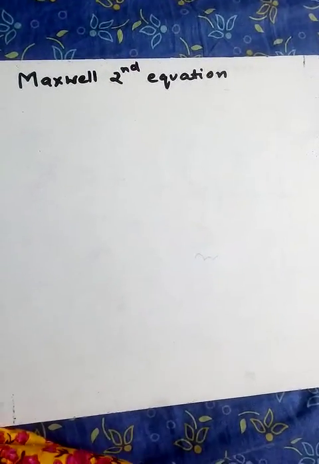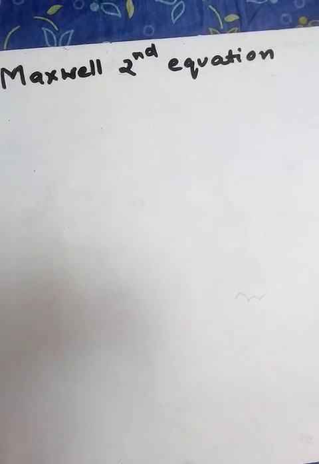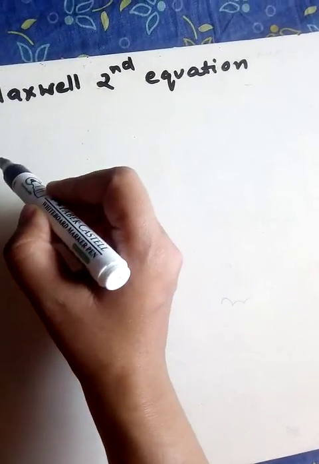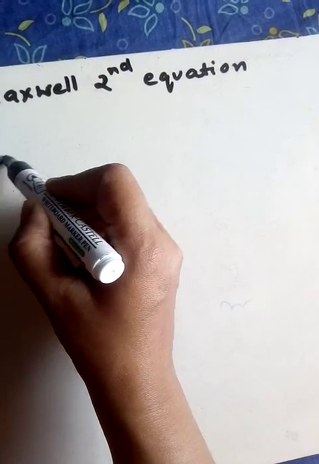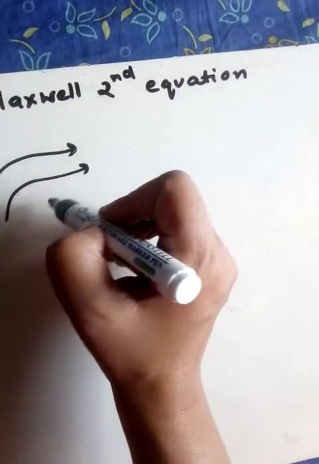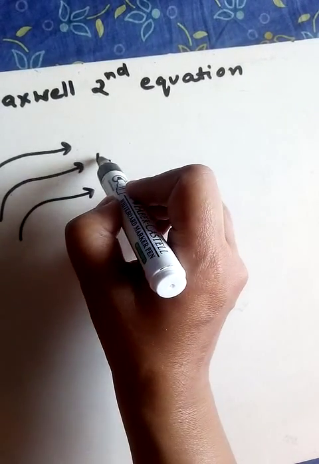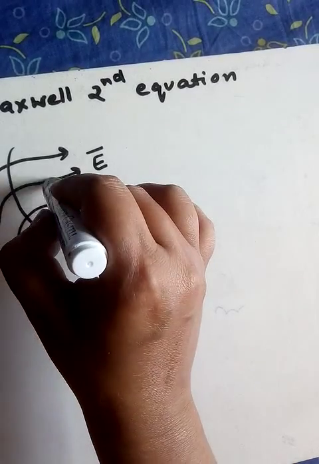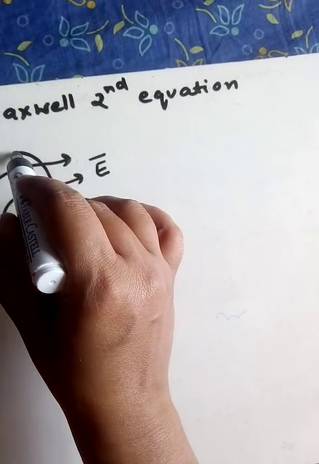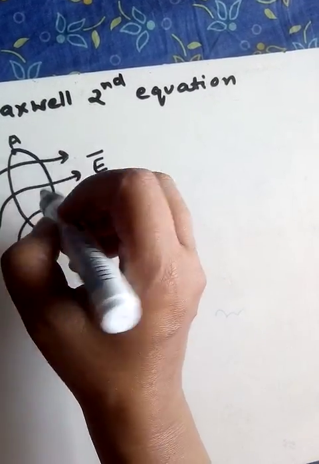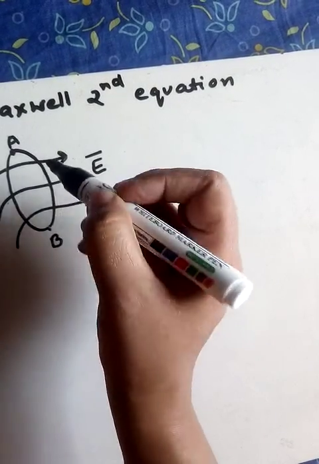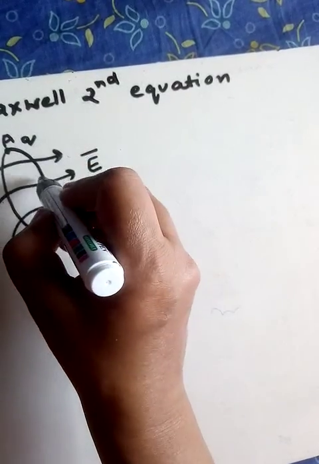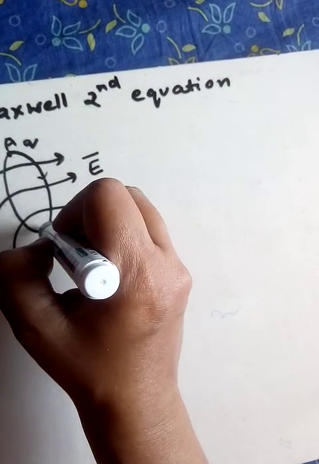So today we will study Maxwell's second equation. What is Maxwell's second equation? Suppose there is an electric field in this direction and I am considering a closed loop like this. This is a point A and this is a point B. A charge Q is taken from A to B in this way.